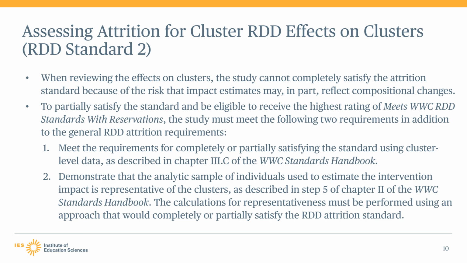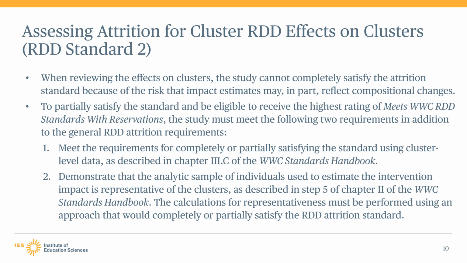When reviewing cluster assignment regression discontinuity designs for effects on clusters, the study cannot completely satisfy the attrition standard because the estimated impact may partially reflect changes in cluster composition. In that case, for a study to partially satisfy the attrition standard, when reviewing evidence for effects on clusters, the study must meet the following two requirements in addition to the general RDD attrition requirements.